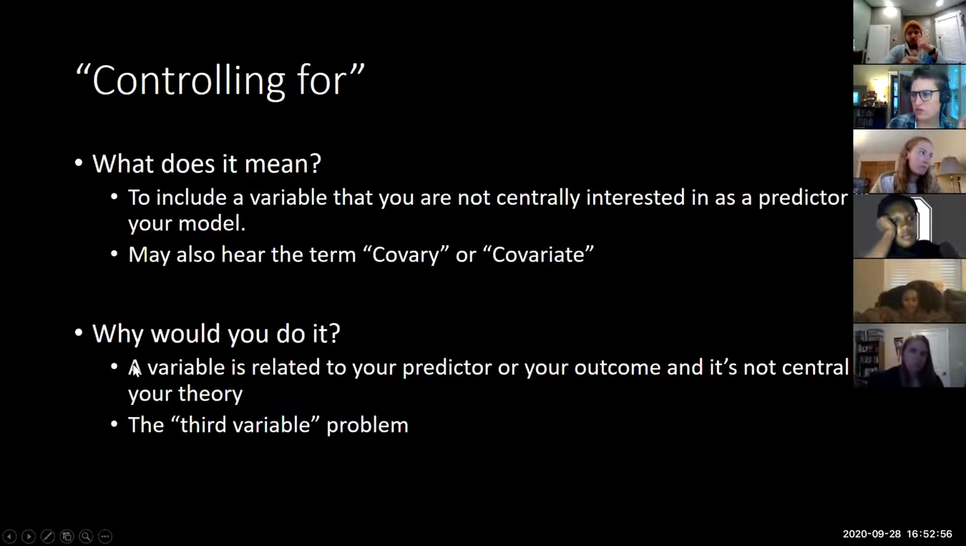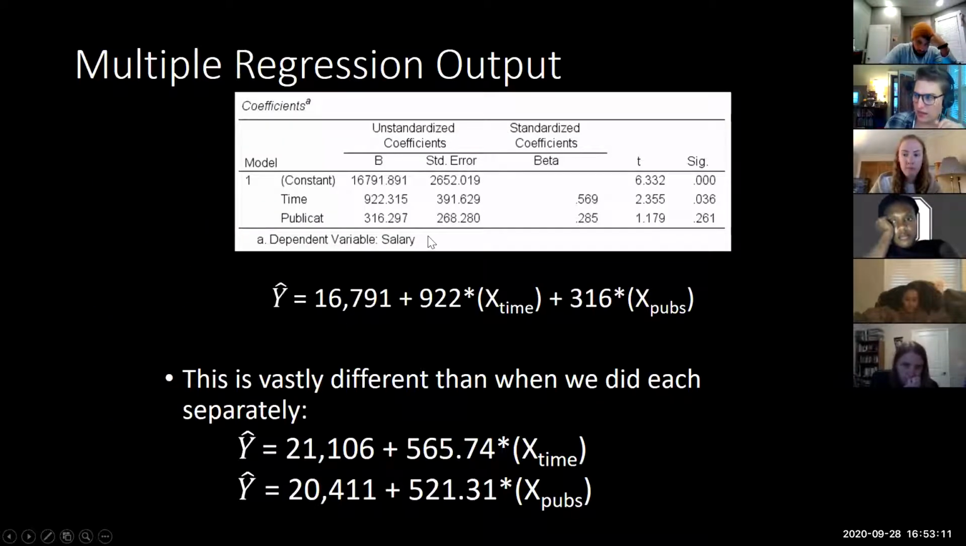Why would you want to control for something? You would want to control for something if you have a variable that's related both to your predictor and your outcome, and it's not central to your theory. This is sometimes called the third variable problem. And so as you think about this output we were just looking at, if we're looking at salary, time, and publications, we have not accounted for everything that's predicting salary. We've predicted about half of the variance in salary.